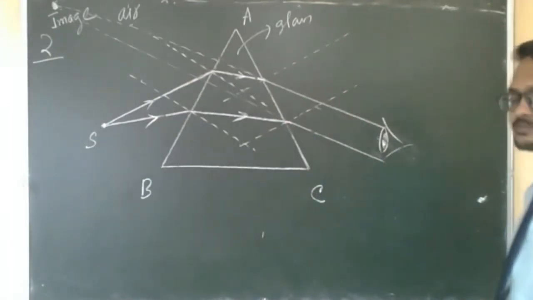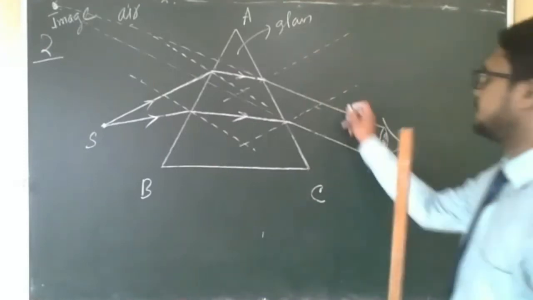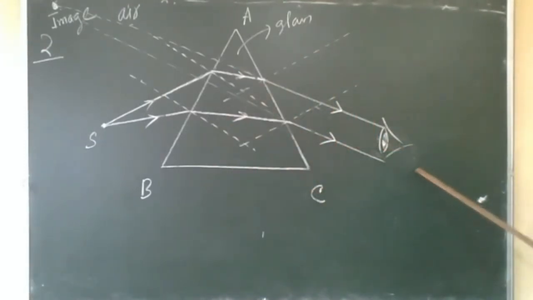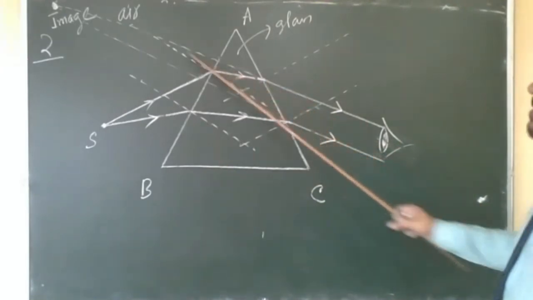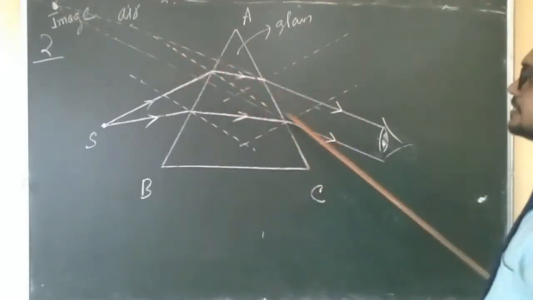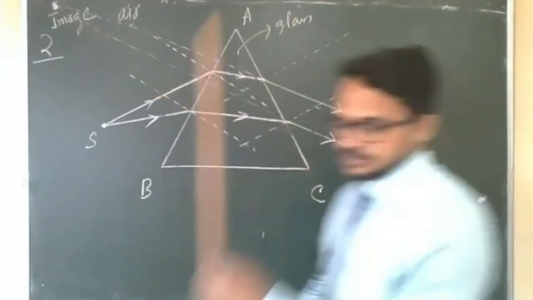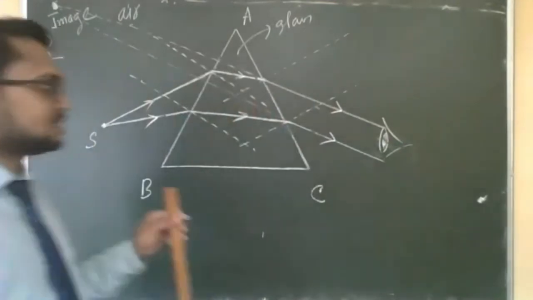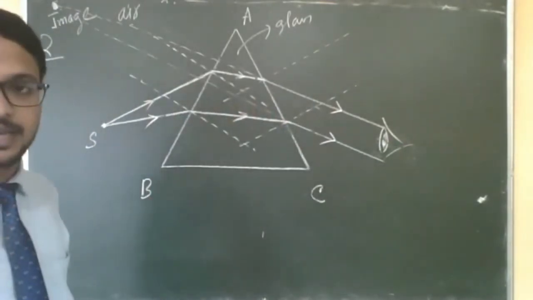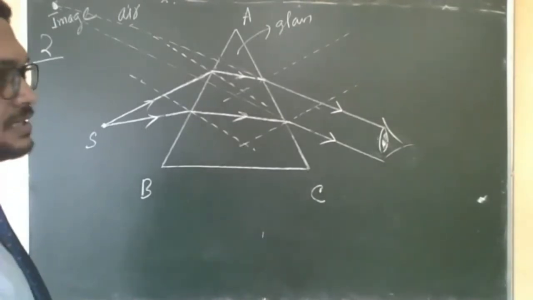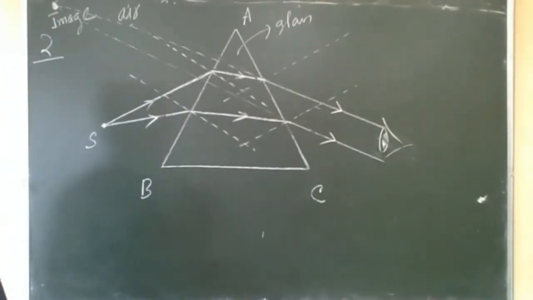Finally, the final two emergent rays will diverge. They will not meet at any point on this side. But if we extrapolate them in the backward direction, they will meet at some point and we will get the final image on this side. Object and image will lie on the same side. This type of image is called a virtual image, when object and image are on the same side.